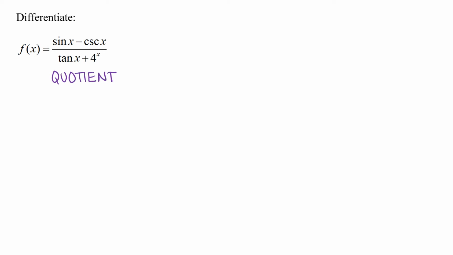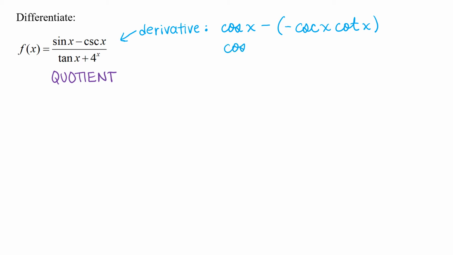It's a relatively tricky function, so it might be helpful to find the derivative of the numerator and denominator before we actually go through the quotient rule process. So the derivative of our numerator is the derivative of sine, which is cosine of x, minus the derivative of cosecant x, which is negative cosecant of x times cotangent x. So we have cosine of x plus cosecant x times cotangent x.